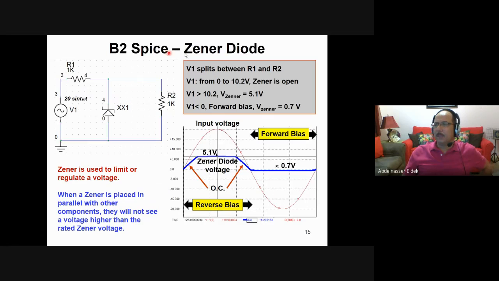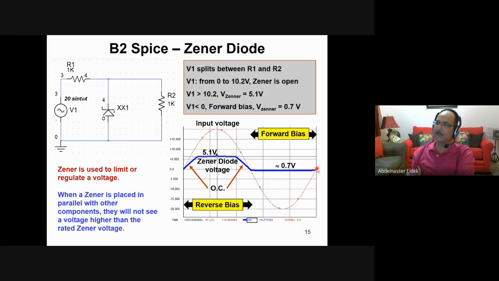Here is 5.1. If the voltage here is less than 5.1, the Zener diode will be open circuit. So let's see here in PSpice how this circuit works. We have a source that is 20 sine omega t, and this is a 1K resistor, and this is a 1K resistor. So this voltage will be a sine wave, like this, with a maximum of 20, then going down to negative 20.